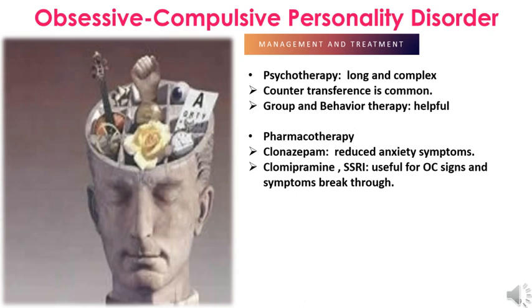Pharmacotherapy. Clonazepam, a benzodiazepine with anticonvulsant use, has reduced symptoms in patients with severe obsessive-compulsive disorder. Whether it is of use in the personality disorder is unknown. Clomipramine, and such serotonergic agents as fluoxetine, usually at dosages of 60 to 80 mg a day, may be useful if obsessive-compulsive signs and symptoms break through.